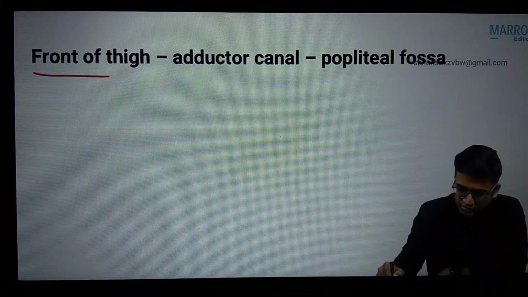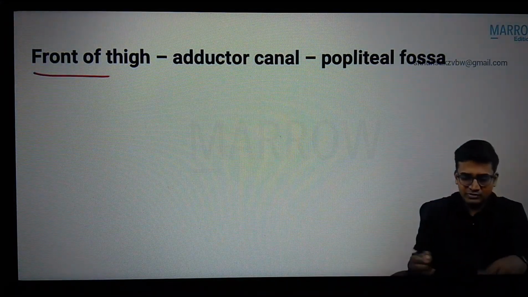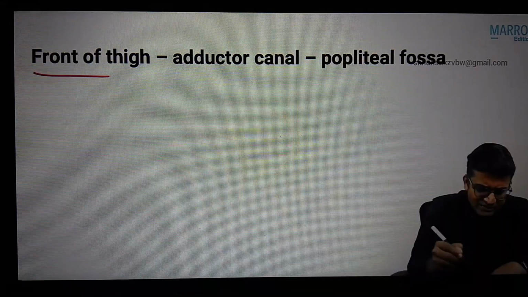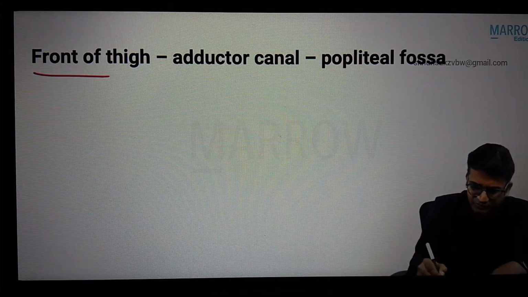Now next we're going to start the thigh. I told you we have three compartments: front of thigh, back of thigh, and the middle compartment of thigh. Now we're going to draw one line diagram. It is a simple flow chart. That is the cut section of the thigh.